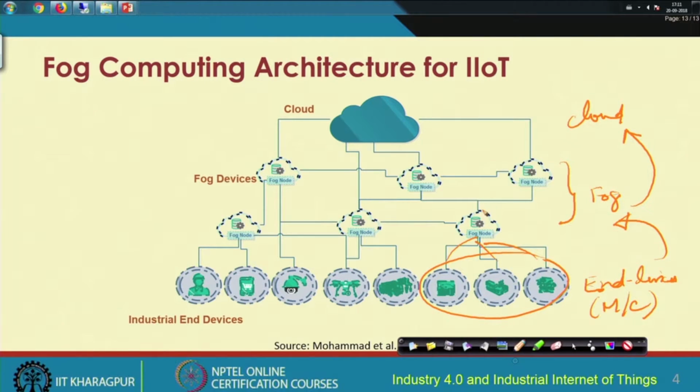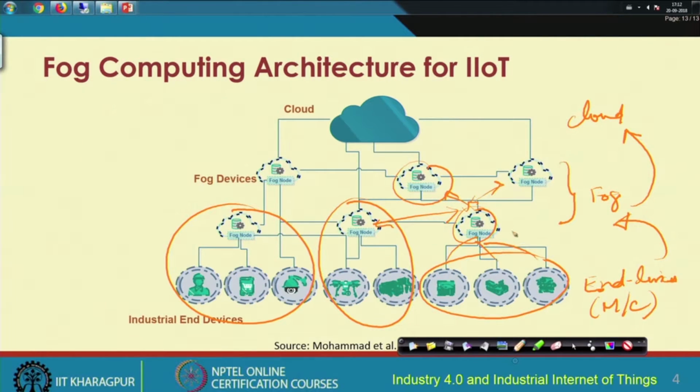In fact, as you can see from this also, these fog nodes may also be interconnected with one another, right. So, these are the different clusters of fog and end devices in this manner, and these fog nodes themselves could be interconnected like this, right. So, this is the overall architecture of fog computing for IIoT.